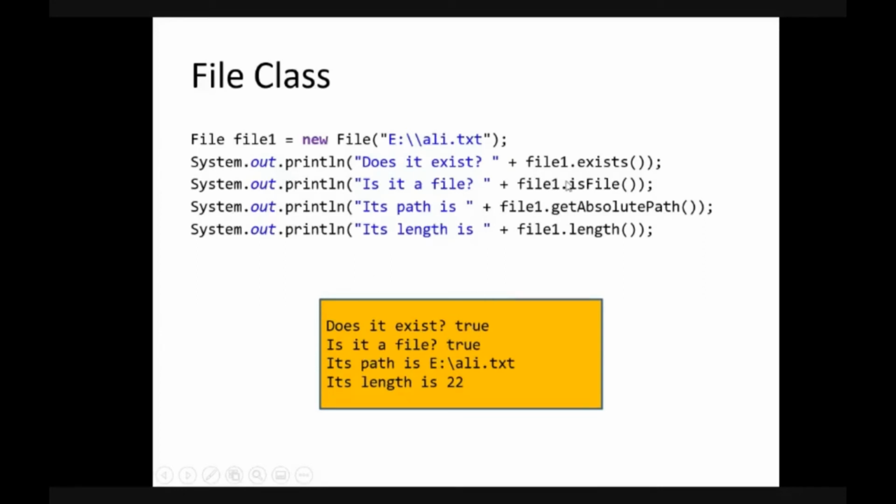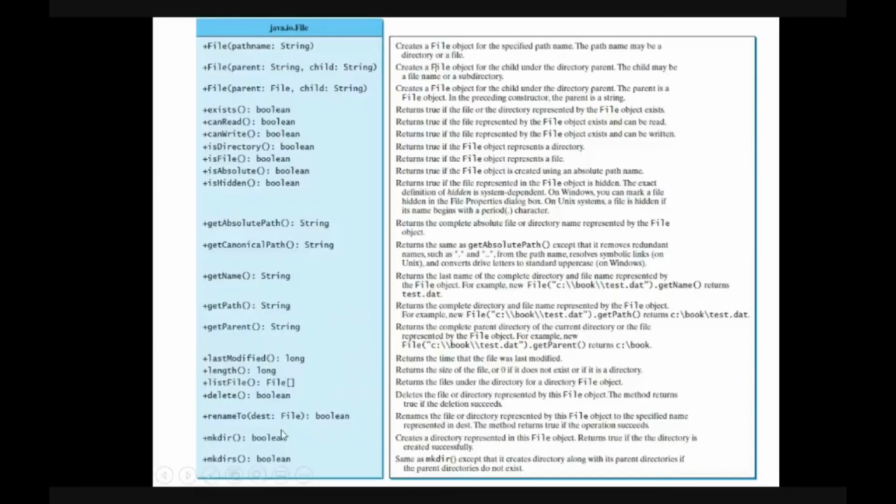Is it a file? It checks if it is a file or not. It is returning me the whole path, the absolute path. It is telling me there are 22 characters in this file. Besides that, I have many more methods, like exists, can read, can write, is directory, is file, is hidden, get absolute path, get name, get path, get parent. There are many methods here. We are going to use just a couple of them.